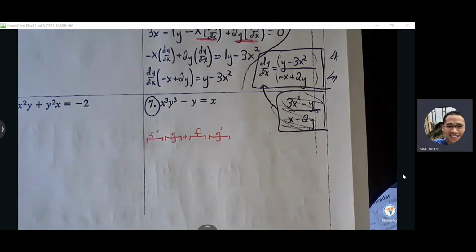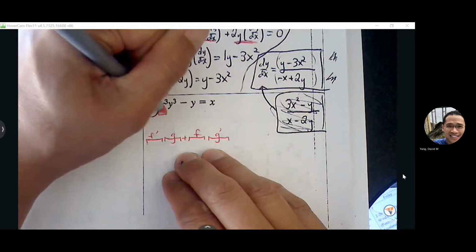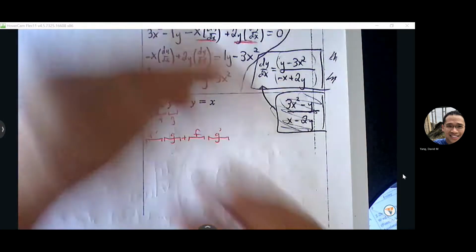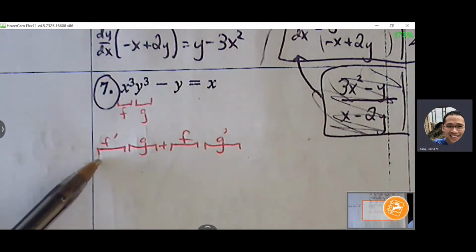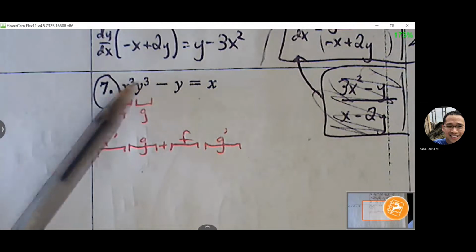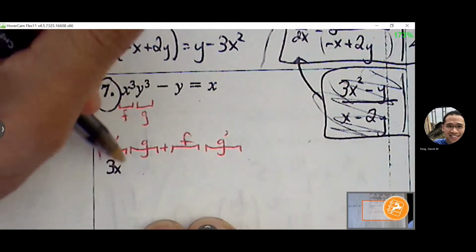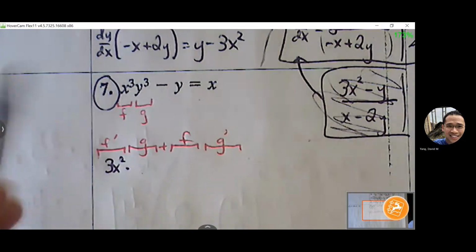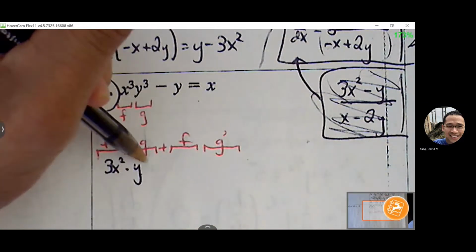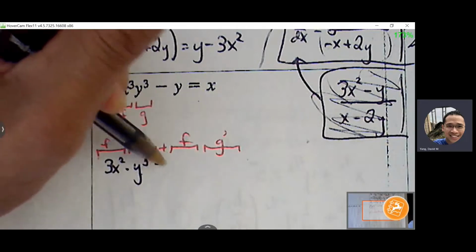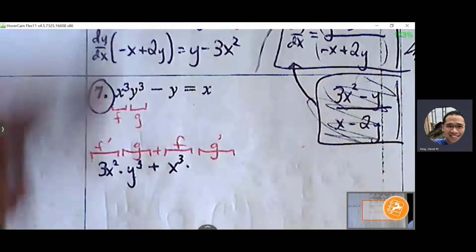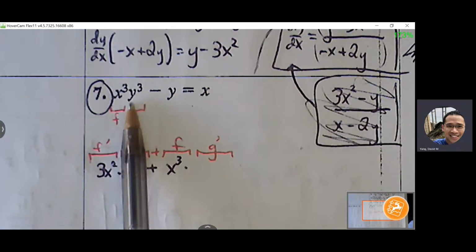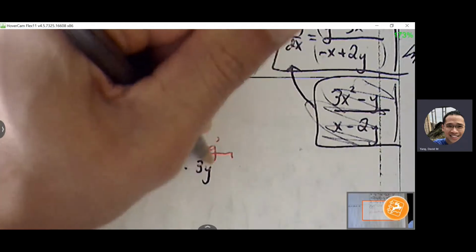Okay, f is the x cubed, g is the y cubed. Okay, so f prime becomes 3x squared times y cubed. No dy/dx, right? We're done asking for the derivative. Okay, plus x cubed times 3y squared. Anything else? Yeah, we need to attach that dy/dx.